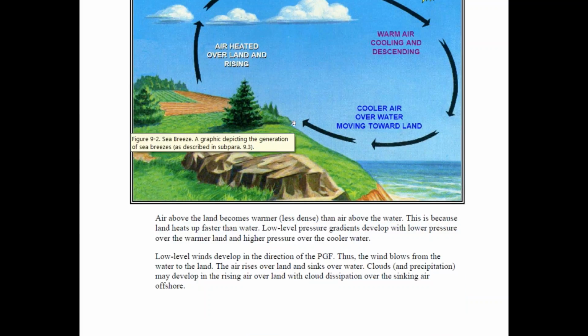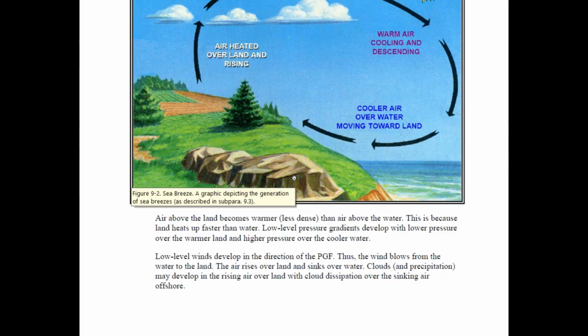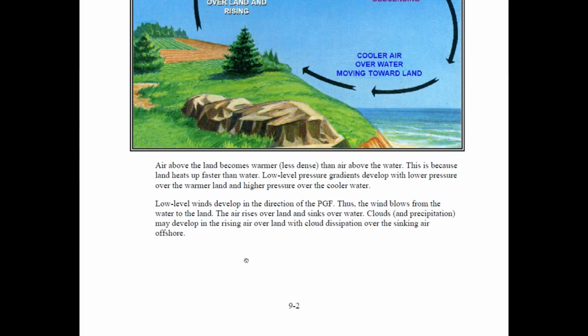Air above the land becomes warmer and less dense than air over the water. This is because land heats up faster than water. Low-level pressure gradients develop with lower pressure over the warmer land and higher pressure over the cooler water. Low-level winds develop in the direction of the pressure gradient force. Thus, the wind blows from the water to the land. The air rises over the land and sinks over the water. Clouds and precipitation may develop in the rising air over land, with cloud dissipation over the sinking air offshore. Okay.